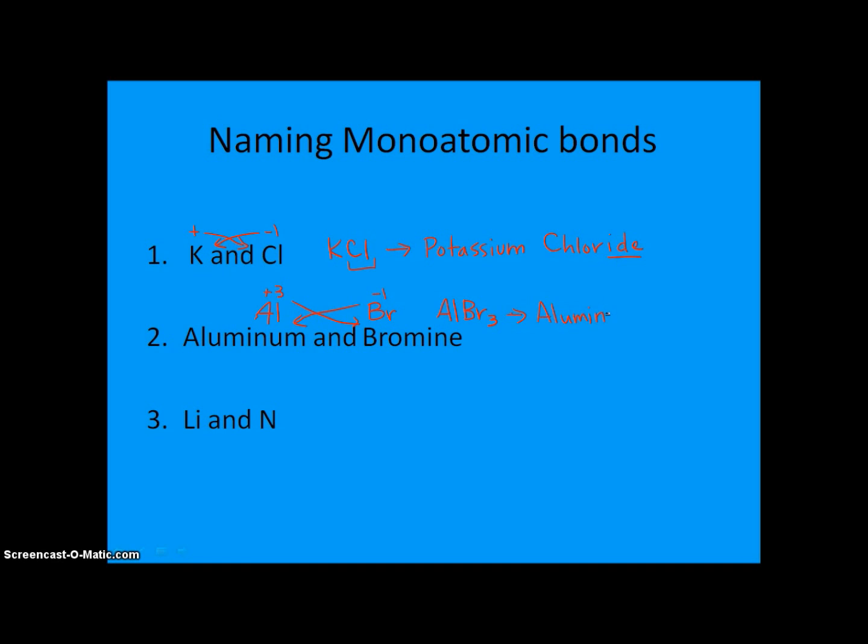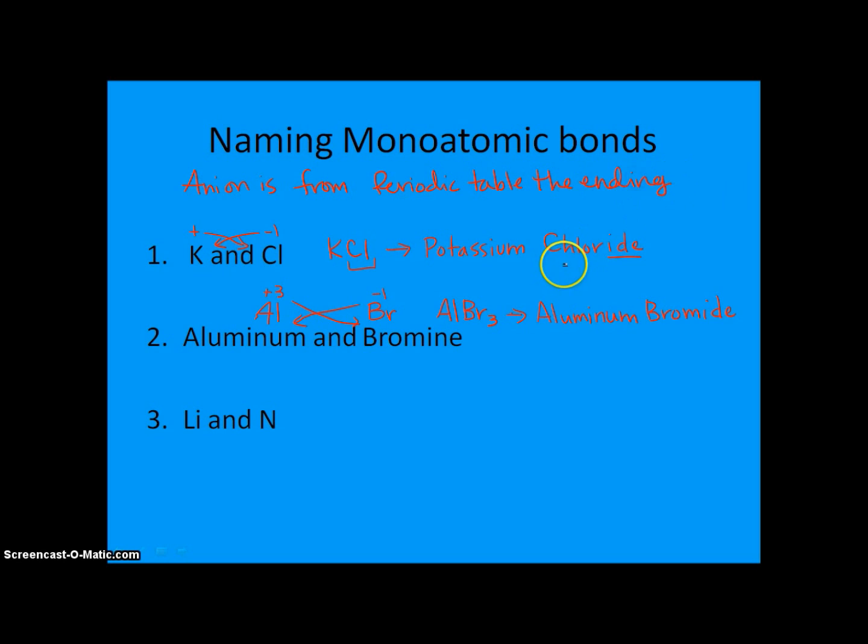Okay. Aluminum, and then our anion goes second, and we change it to bromide. So this is where the ine would be, and I'm changing it to ide. So anything on the periodic table, if you're getting the anion from the periodic table, the ending is always ide.